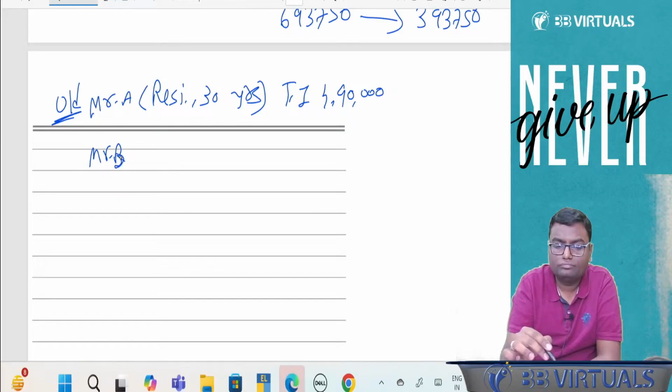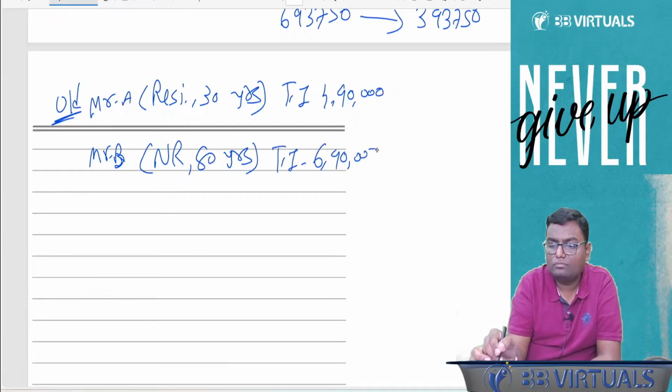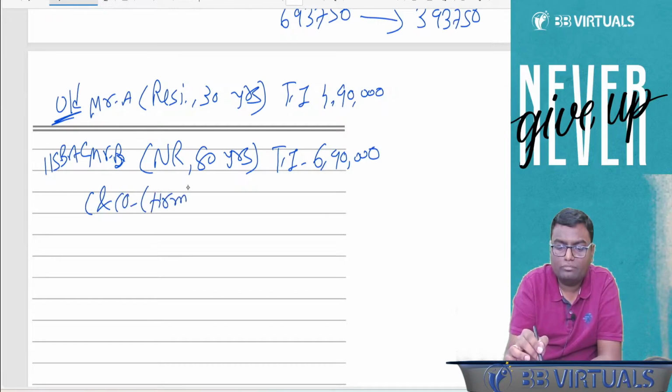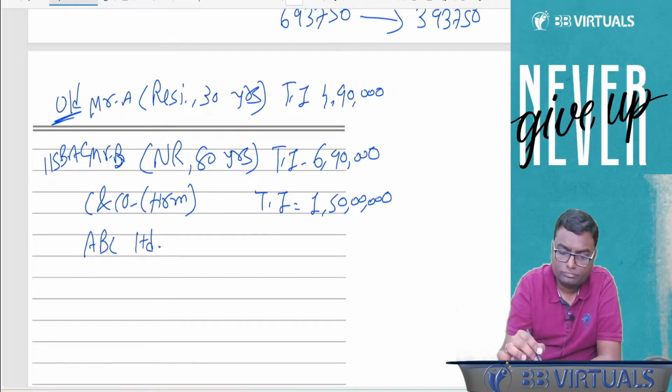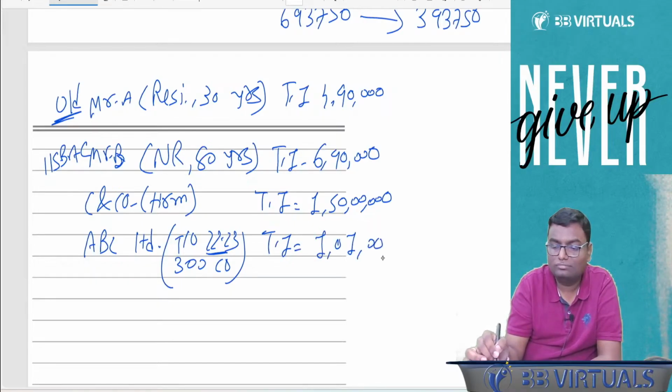Mr. B, non-resident, 80 years, total income 6,90,000, 115BAC. C and Company, which is a partnership firm, total income 1 crore 50 lakh. ABC Limited, turnover of 2022-23 300 crore, total income 1 crore 1 lakh.